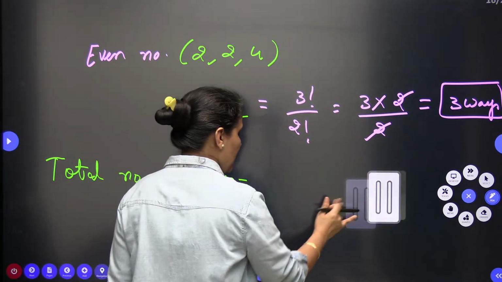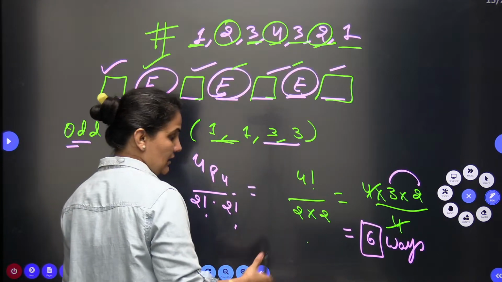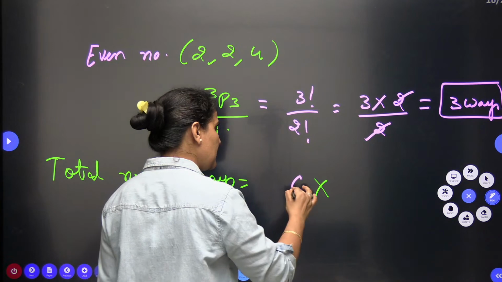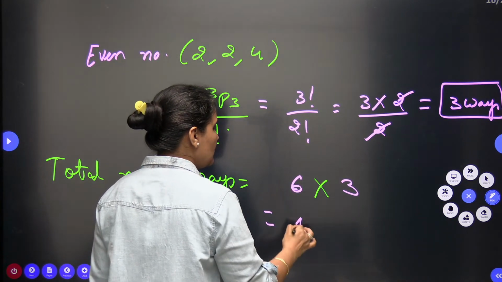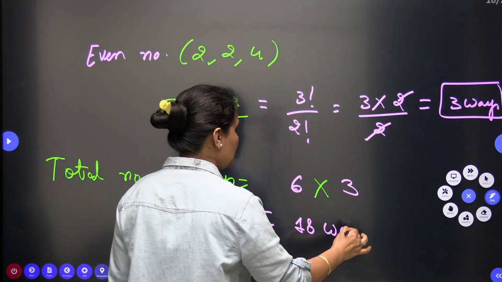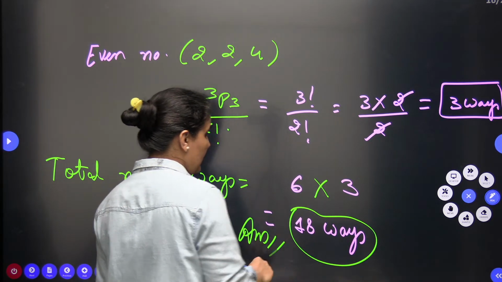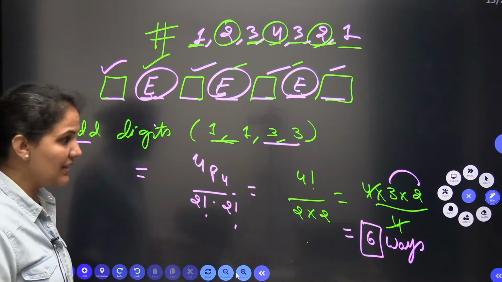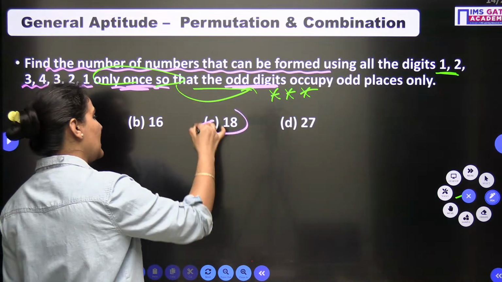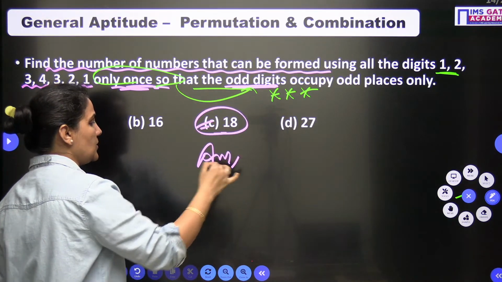So that's why I will not use addition here. It will be multiply 6 into 3. So my final result will be 6 times 3, that is 18. So what is the correct answer? 18. How many ways are possible in this case? The possible ways are 18, which you can see in option C.